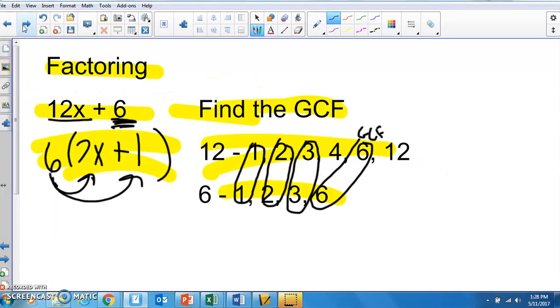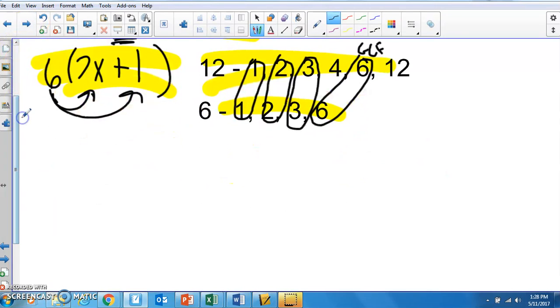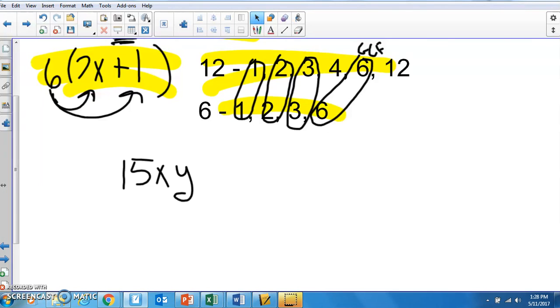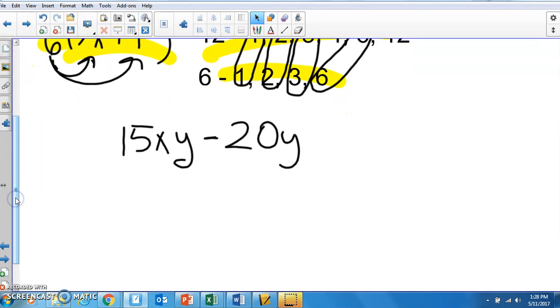All right, let's go back now to factoring, and let's do an example where you have more than one variable. So if I factor where I have more than one variable with a term, let me take 15xy minus, let's say, 20y. All right, I want to do the same thing. I want to find my common factor, or my GCF, for both 15 and for 20.